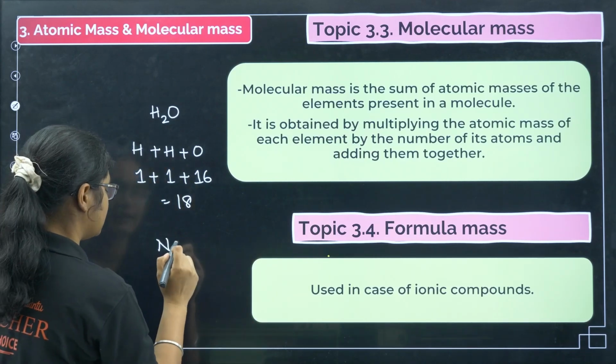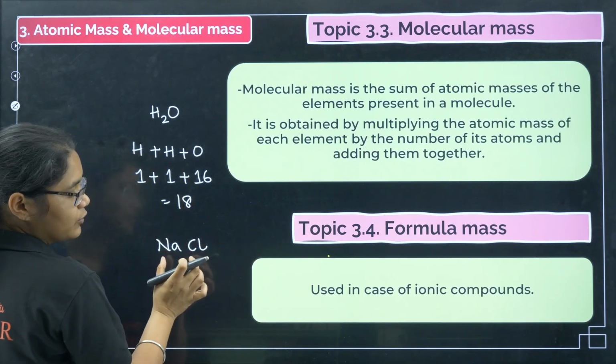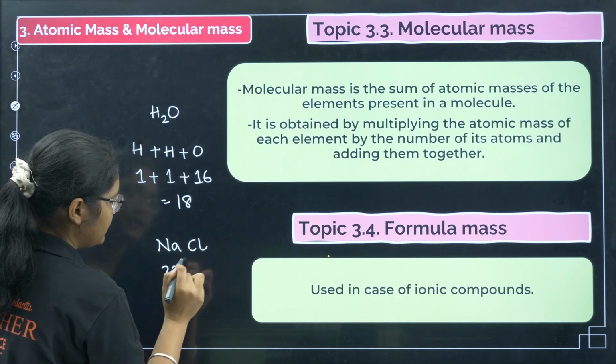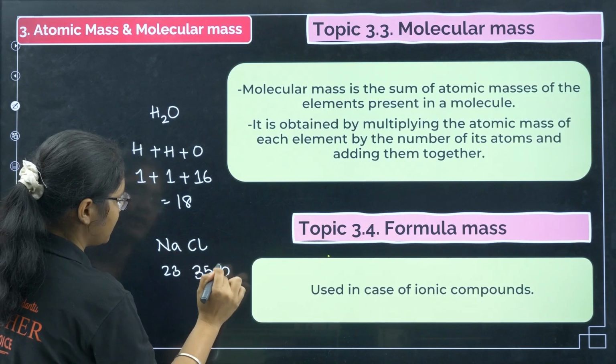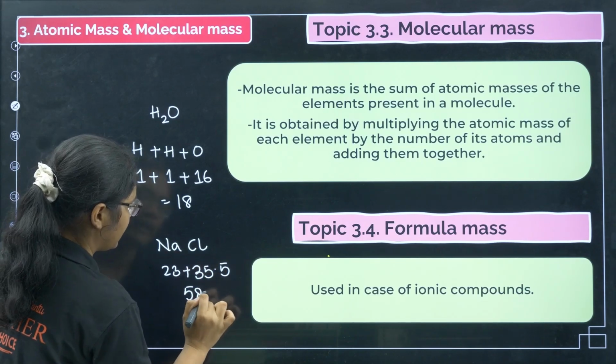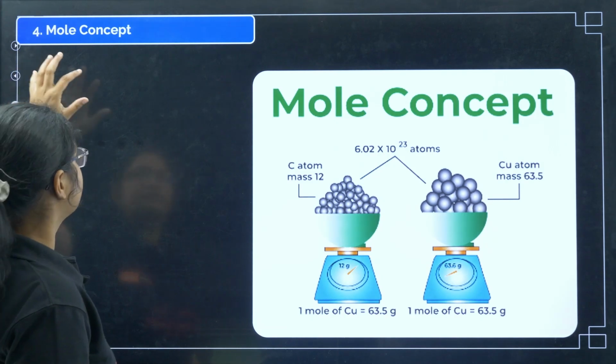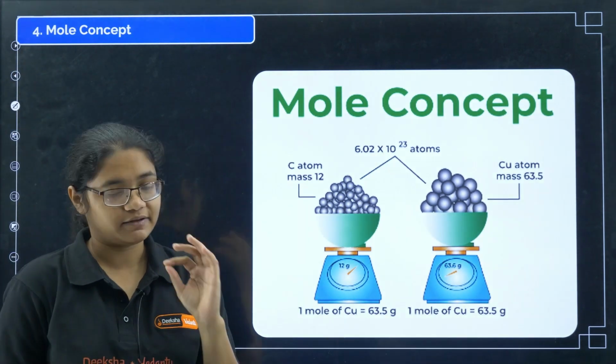For example, NaCl is an ionic compound, so it is actually a formula, right? Na plus and Cl minus is the formula. Na mass is 23, chlorine is 35.5, so I will get 58.5 here. Okay, clear? Next, we'll understand the mole concept, very important.